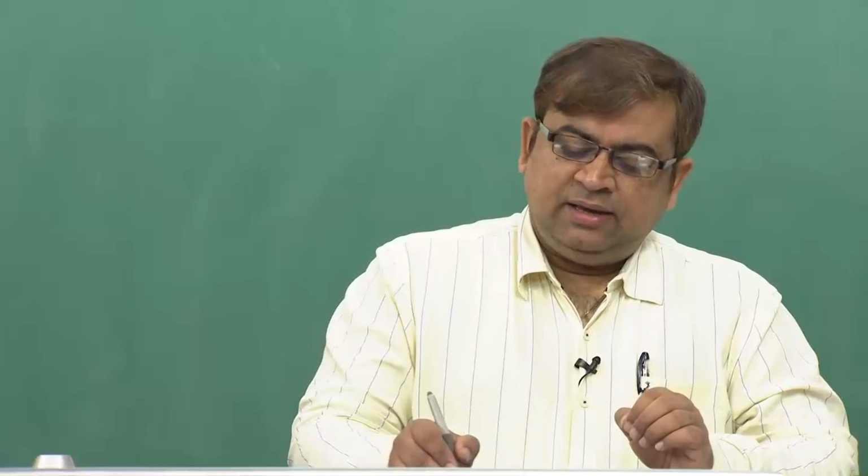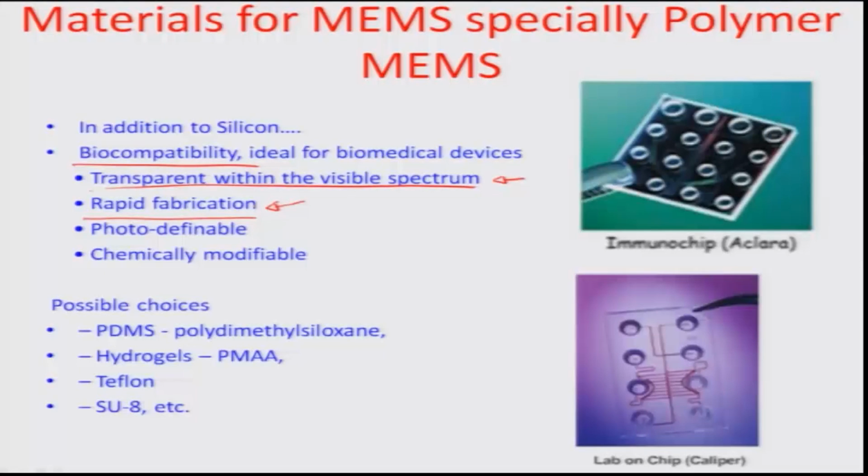It should be rapidly fabricated and photo definable. So, obviously the rapidity and photo definability are more or less synonymous with each other. If you can photo define it, and photo define many at the same time, obviously the fabrication technique becomes very rapid. You have chemical modifiability, which is one of the other criteria for choosing such materials.